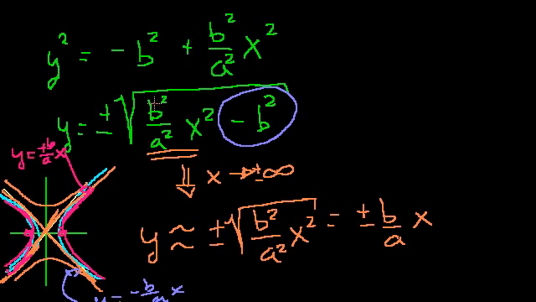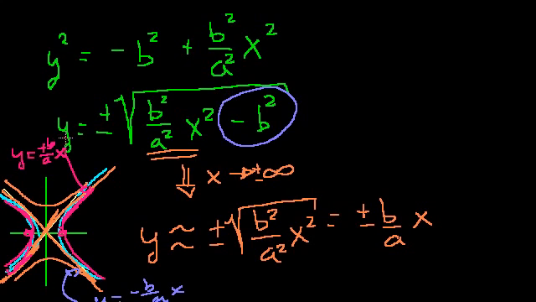If x is equal to 0, this whole term right here would cancel out, and you'd just be left with minus b squared, which is you're taking b squared and you put a negative sign in front of it. So that's a negative number, and then you're taking the square root of a negative number. So we're not dealing with imaginaries right now, so you can never have x equal to 0.